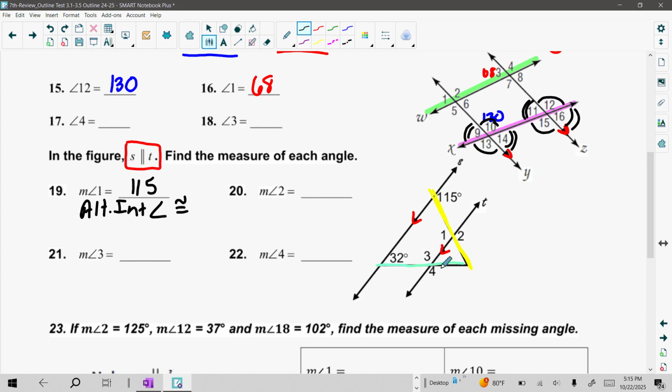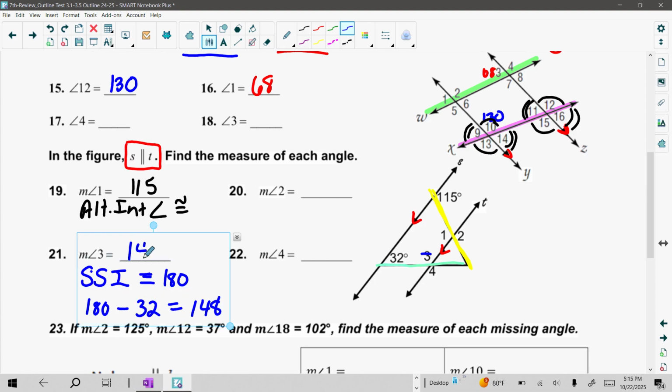Now, to get to my angle 3 here, that's a different transversal. Here, I have 32 and angle 3. I can see it's obtuse, but those are in between S and T, the parallel lines, and these are same side interior. The same side interior angles are supplementary. They equal 180. So I would have to do 180 minus the 32. I would get 148, and that was our measure for angle 3.